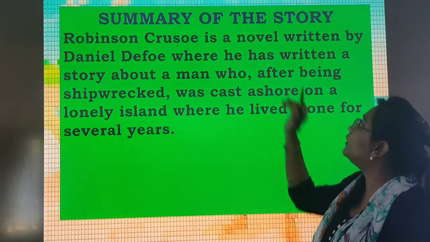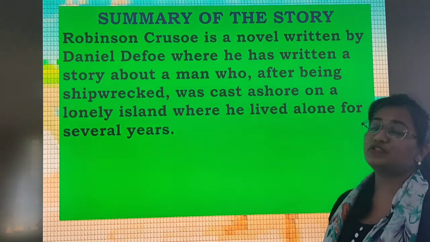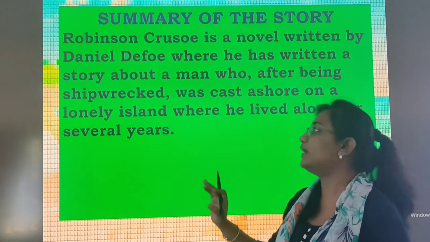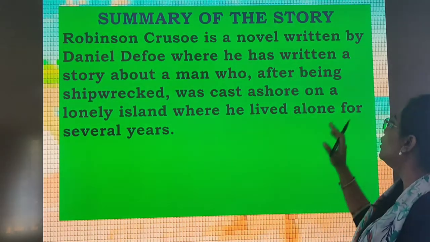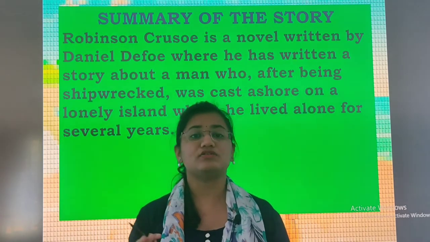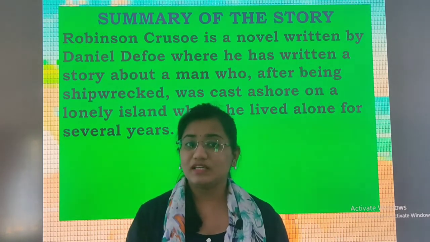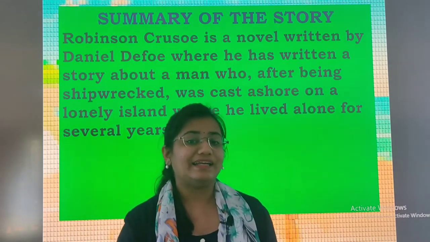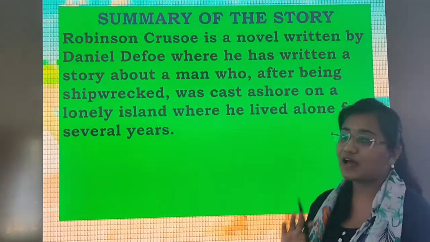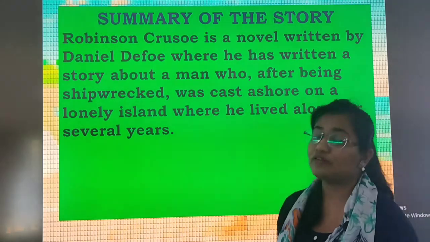Robinson Crusoe is a novel written by Daniel Defoe, where he has written a story about a man who after being shipwrecked was cast ashore on a lonely island. Robinson Crusoe builds a house is a story about a man jo dur kisi island pe phas jata hai. Okay, and we will see in the story that in that lonely island how he himself builds a house. Okay, so he was cast ashore on a lonely island where he lived alone for several years.